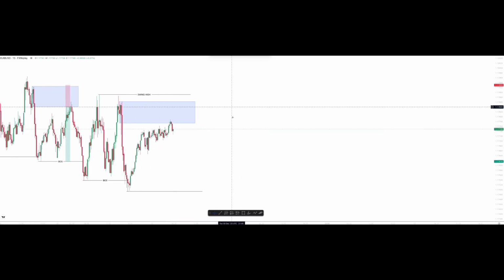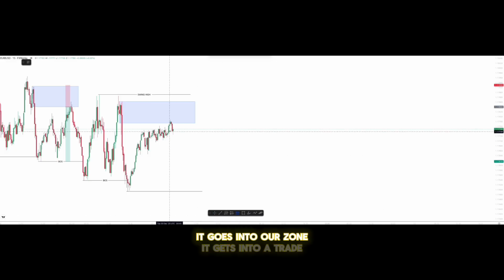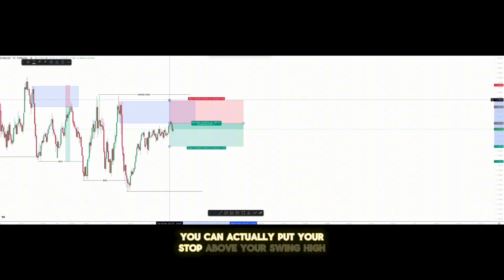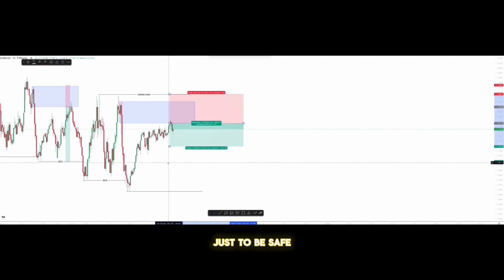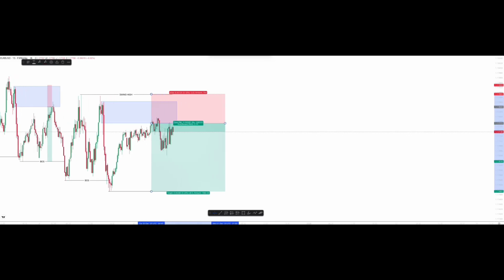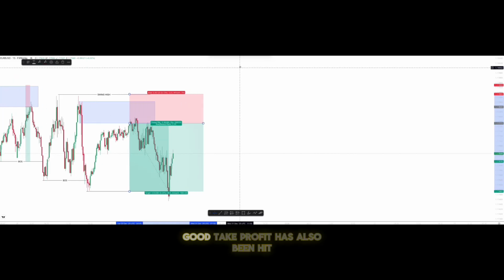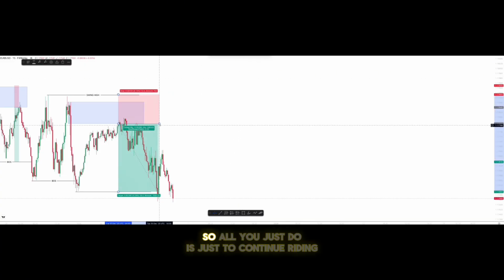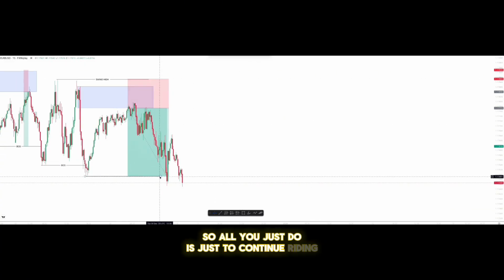Good. Price is going into our zone, let's get into a trade. Stops above the high. You can actually put your stop above your swing high just to be safe. Then you'll take profits at your swing low. Let's play price and see what happens. Good. Take profit has also been hit. So all you do is continue riding price to the downside since we're in a bearish trend, right?